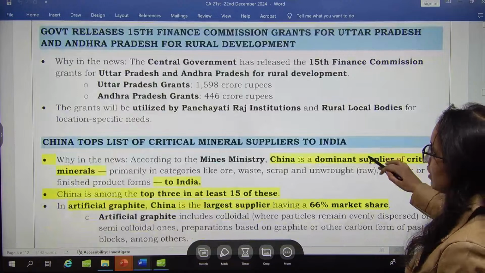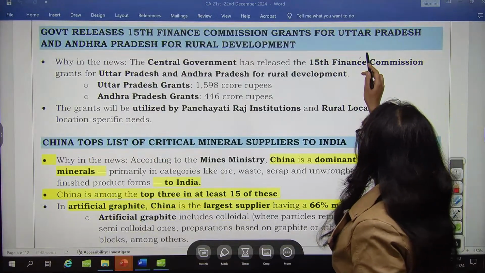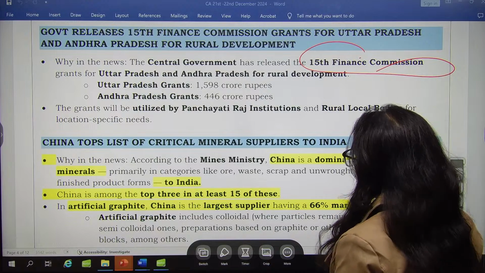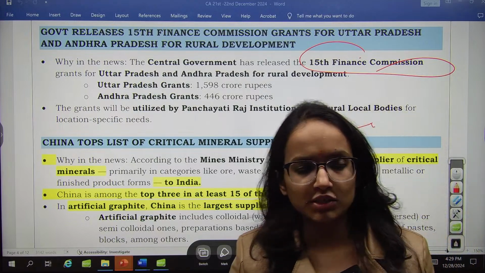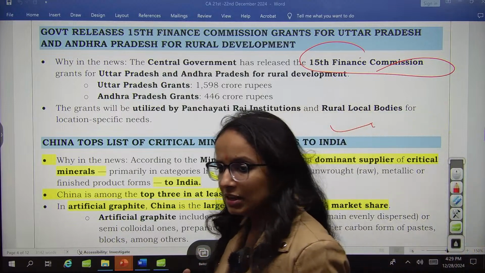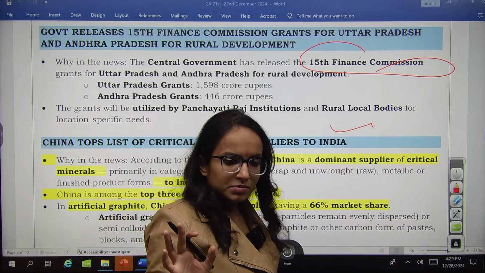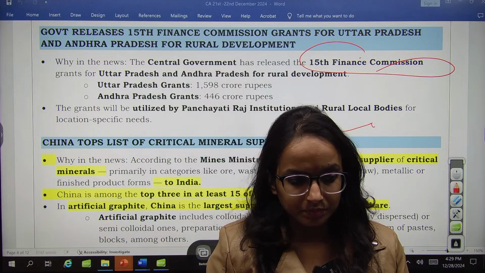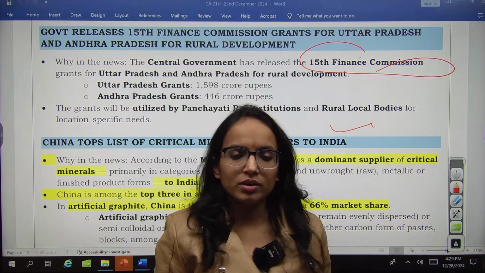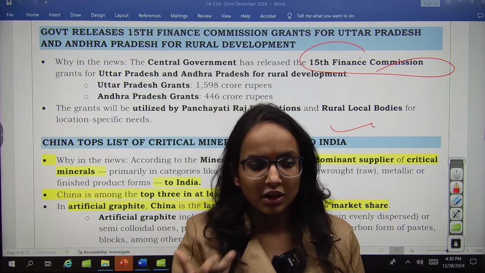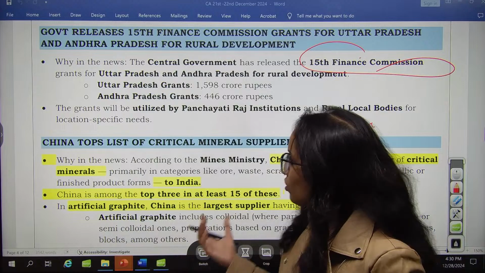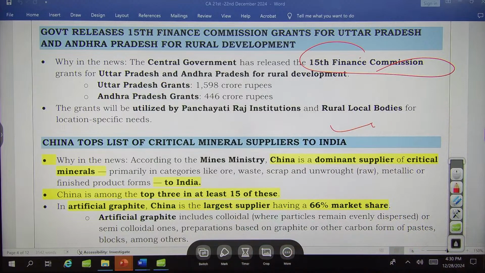The next one is central government has released the 15th Finance Commission grants for Uttar Pradesh and Andhra Pradesh for rural development, which will be utilized by their Panchayati Raj institutions for development projects. Now, Finance Commission is something which we have discussed a lot of times in the CA classes. So, you know, it is a constitutional body constituted every 5 years by the President of India. Finance Commission gives recommendation on how the taxes are to be distributed between center and state, among these states, right? And it also gives recommendation regarding grants given to the state by the center. So accordingly, central government has released certain grants which were there for the state of UP and Andhra Pradesh.